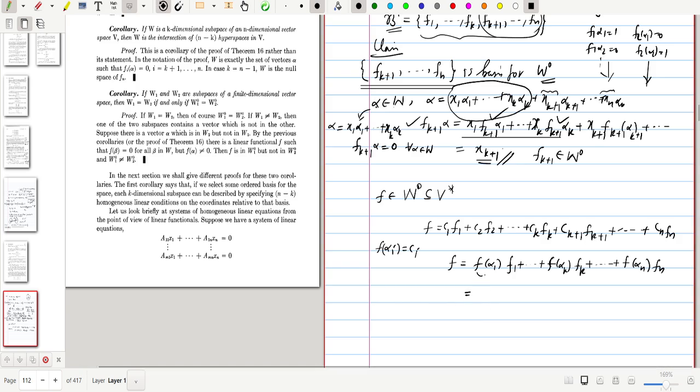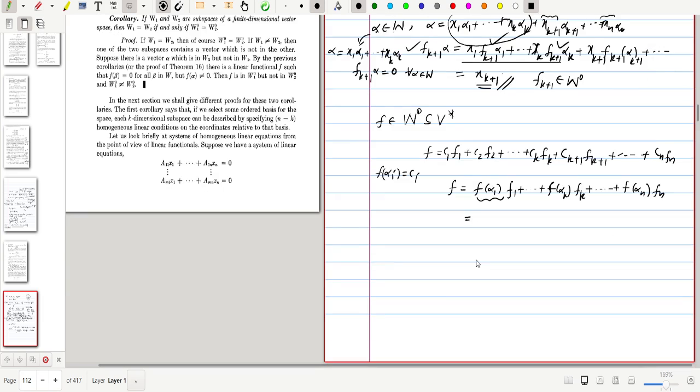But we will prove that these quantities f of alpha 1, f of alpha 2, and so on are all 0. That is because alpha 1 is an element of W. Since alpha 1, alpha 2, all the way up to alpha k are elements of W, in fact those are basis elements, and this f comes from W naught, this f maps every element of W to 0. So f of alpha 1, where alpha 1 is an element of W and f belongs to W naught, by definition of W naught, this term will be 0. All the way up to f of alpha k equal to 0.